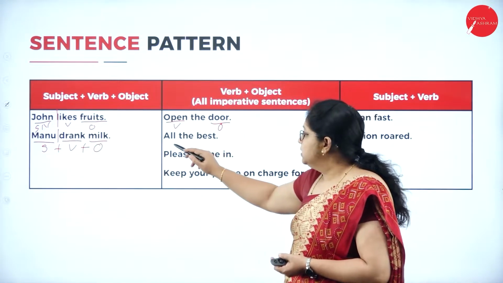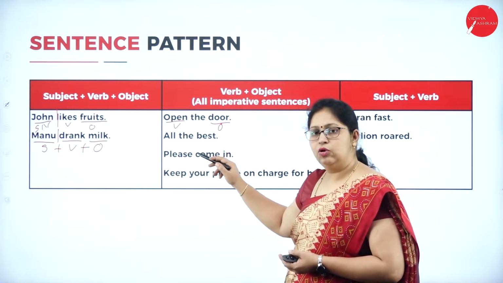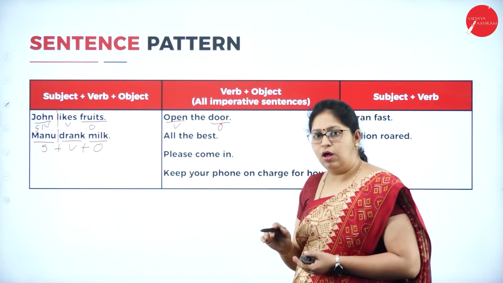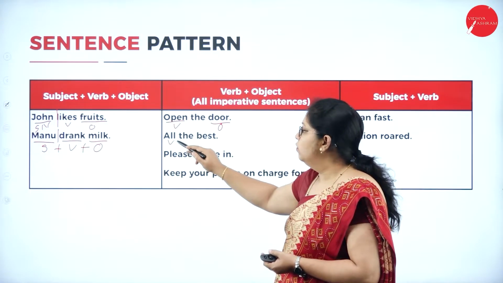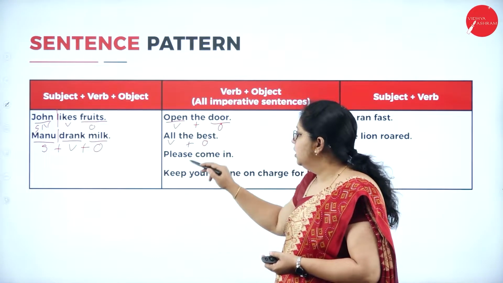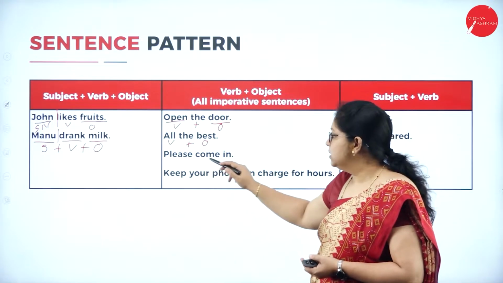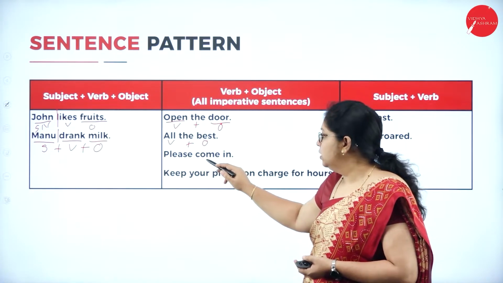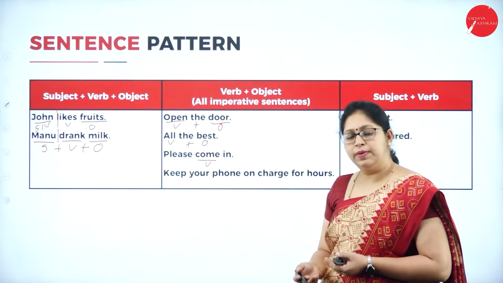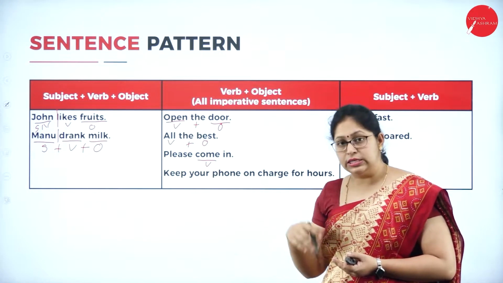Okay. Next, all the best. Okay. So, all the best is commonly said. So, here also verb plus object. Okay. Next sentence, please come in. Please is a request, right? Please come in. Here also this is the verb. Where to come? In. Okay. All the imperative sentences will be in this format. There will be no doer, only the receiver will be there.